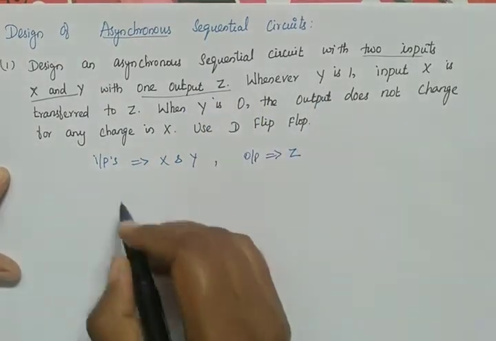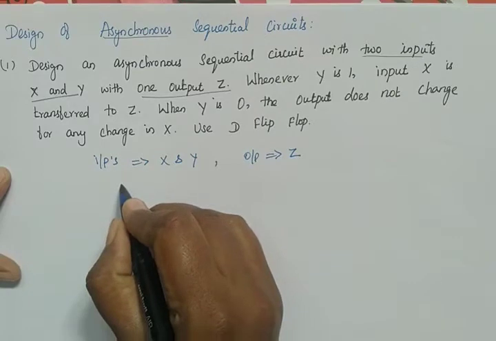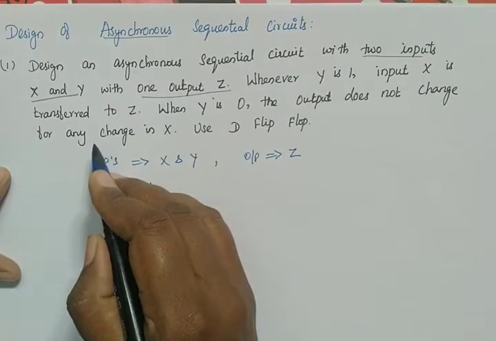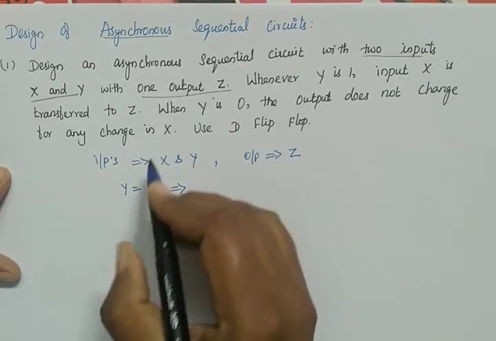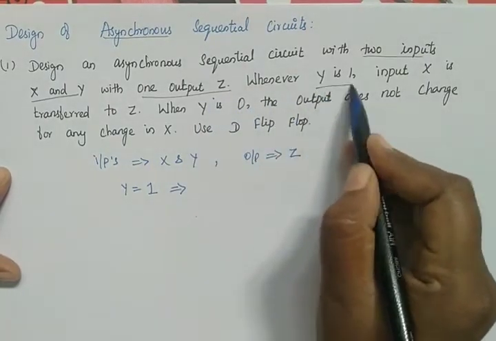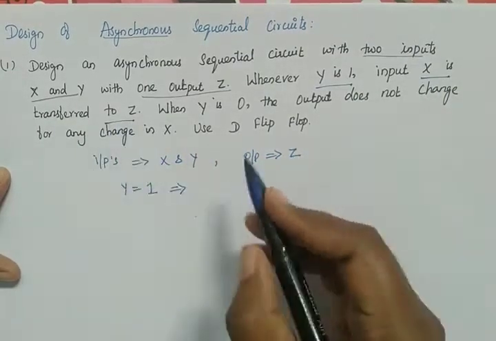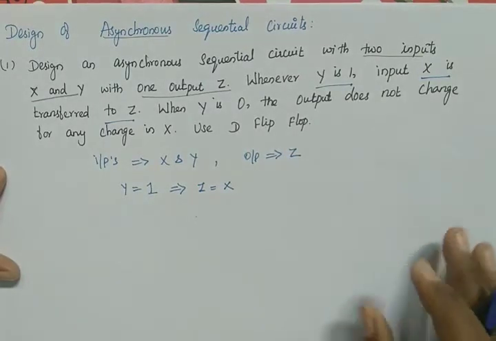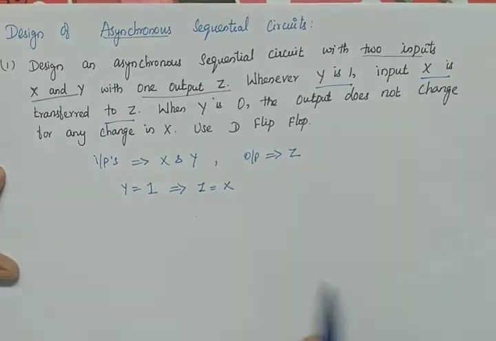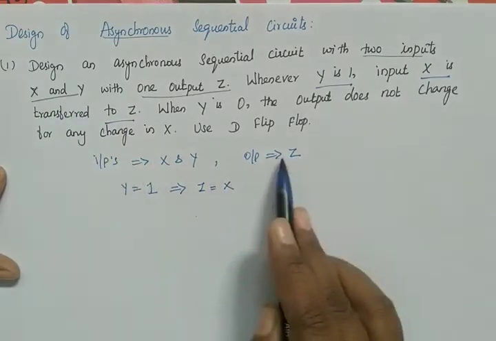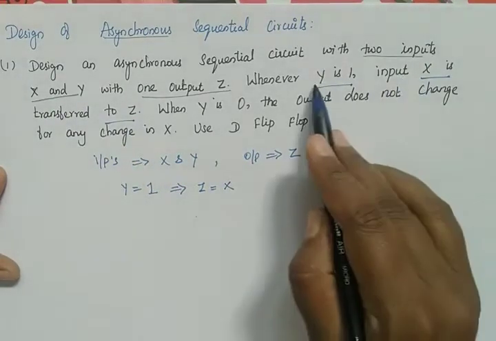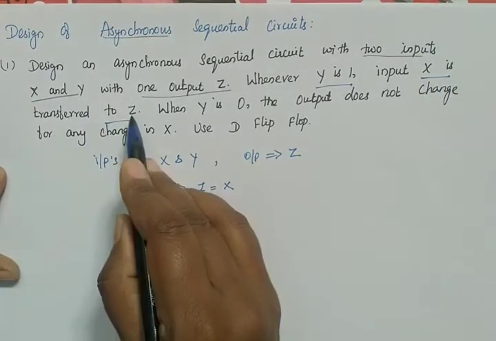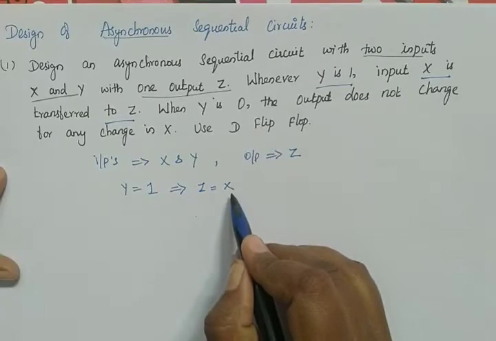Whenever Y is equal to 1, the input X is transferred to Z. So it is understood that when Y is 1, the input X is transferred to Z, so we have output Z as X. First we have to understand the question, then it is very easy to solve this. So we have two inputs X, Y, one output Z. When Y is 1, input X is transferred to Z. So Z will be equal to X.